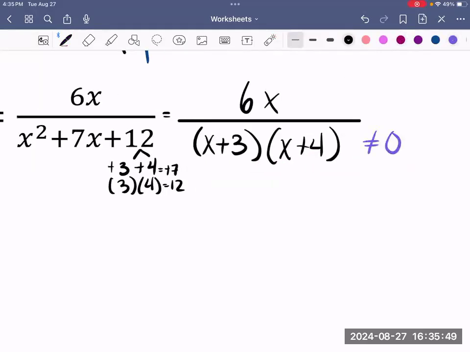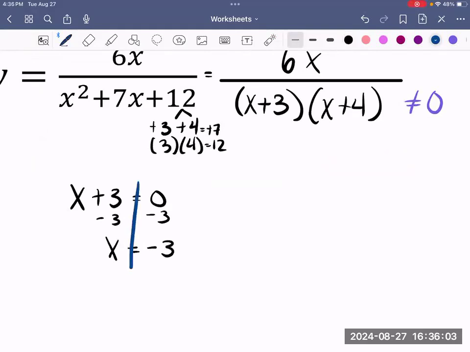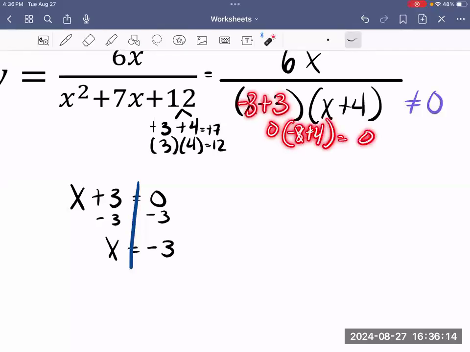So we're going to take what we have in your polynomial, x plus 3, and set it equal to 0. Subtracting 3 from both sides, x is equal to negative 3. This is one case that will cause a 0 if we insert it back into the formula. Negative 3 plus 3 is 0, so 0 times negative 3 plus 4, and that'll be a 0 down below.